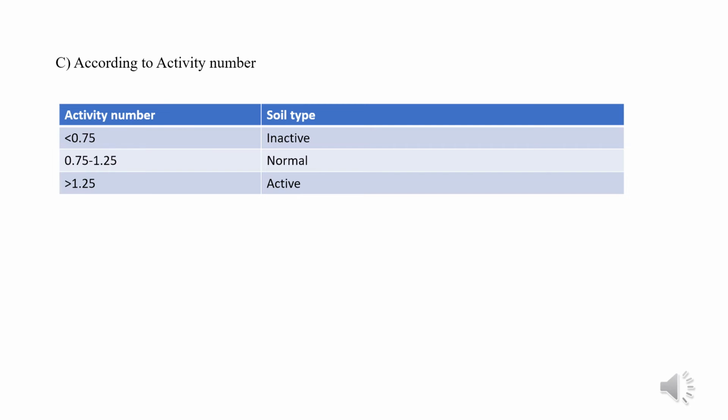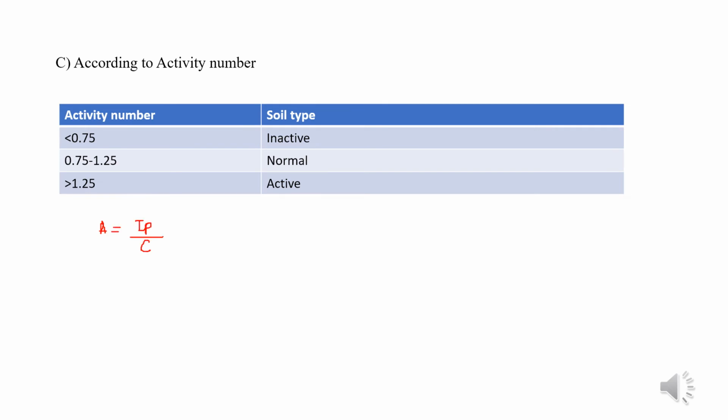So basically what we can infer from this activity number is the soil type, like we see with this inactive, normal and active. But what is the engineering significance of calling the soil active or inactive or normal, right? So usually we can expect higher volume change in soil. That is, we expect higher compressibility, higher swelling with higher values of activity. That is, suppose my activity number is greater than 1.25. We have already talked about what is my activity number, right?